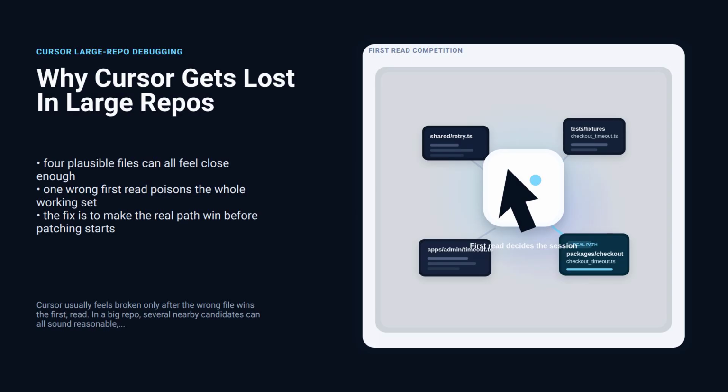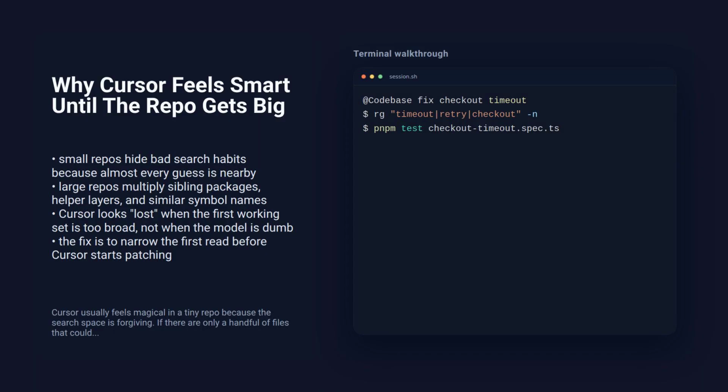path win earlier. Cursor usually feels magical in a tiny repo because the search space is forgiving. If there are only a handful of files that could possibly matter, even a vague prompt can still land close enough to the bug. That illusion breaks in a larger codebase.